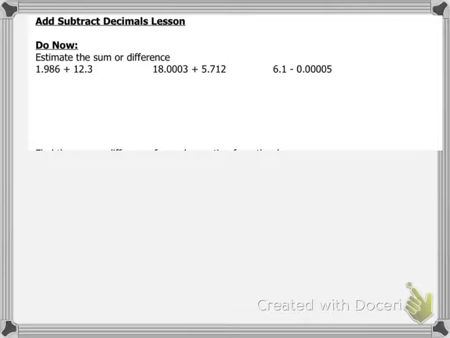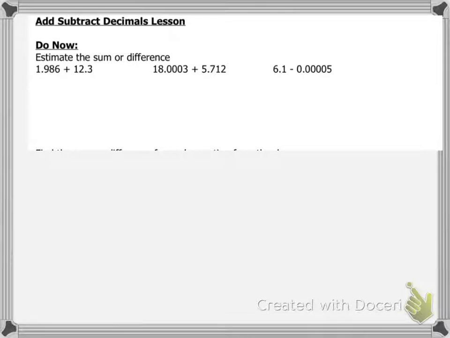Today we're going to be working on adding and subtracting decimals. And to start off with, we're just going to estimate the sum or difference of each of these problems. When we're estimating, we want to round each of the numbers before we do the addition or the subtraction.